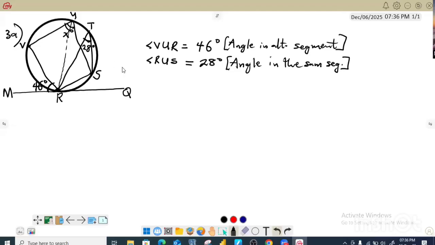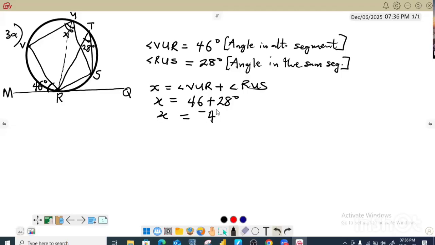And with this, we can now say X will be equal to angle VUR plus angle RUS. And that will be equal to 46 plus 28. So what would that give us? That will be 74. So 74 degrees. So that should be the answer for that. Okay, that is the answer. Quickly, let me copy this.